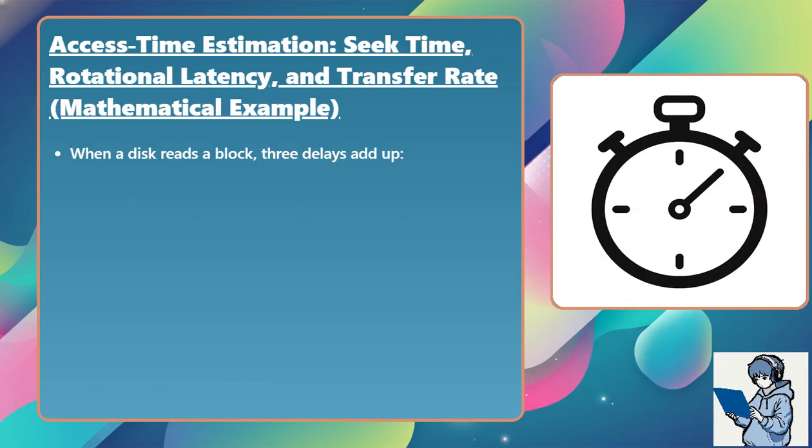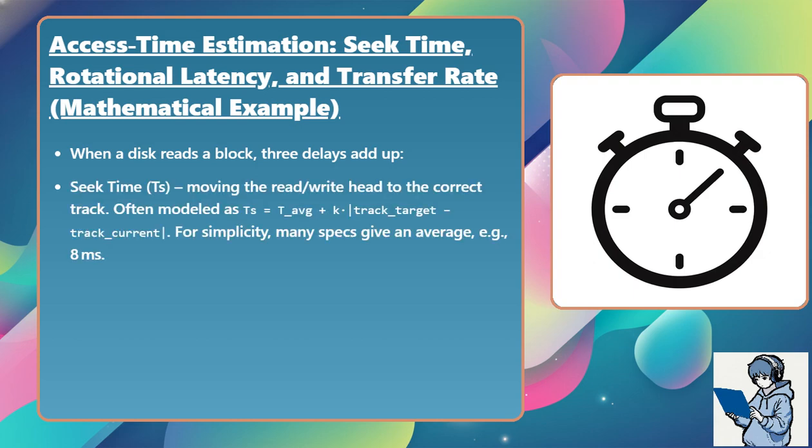When a disk reads a block, three delays add up. Seek time, TS: moving the read-write head to the correct track, often modeled as TS equals TAVG plus k times absolute track target minus track current. For simplicity, many specifications give an average, for example, 8 milliseconds.